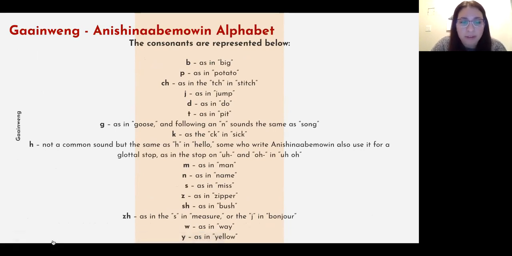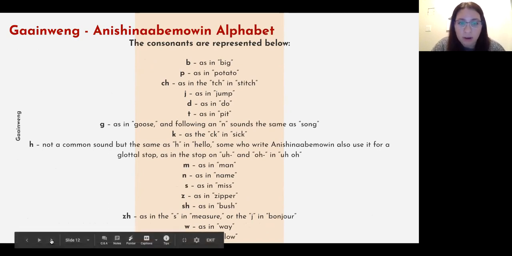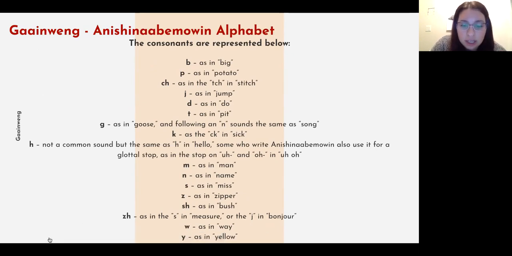Then we went over consonants. I'm not going to go through them all, but if you watch the last recording, I went through each letter and how it's pronounced. The ones we want to focus on the most are the G's, the J's, the SH, and the ZH. The J, as in jump. The G, as in goose. G and J are very similar, but you'll get it. The SH, as in bush. You want to make a sh sound, like telling someone to be quiet.